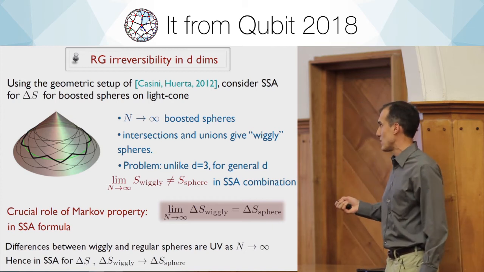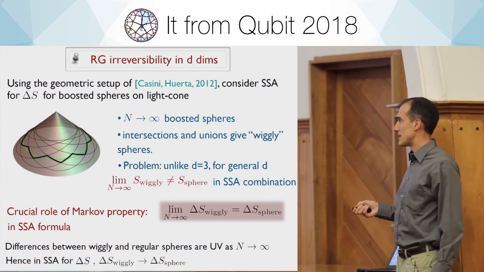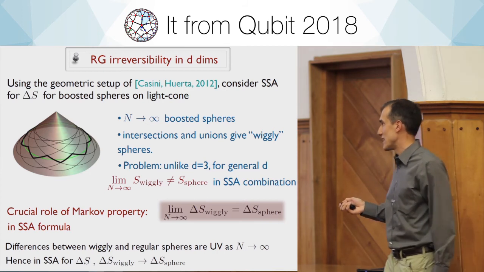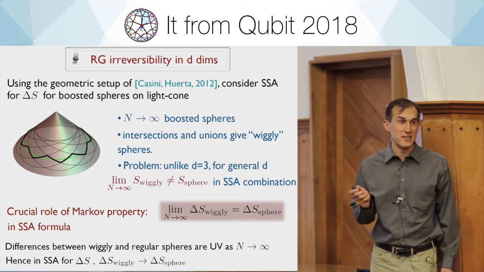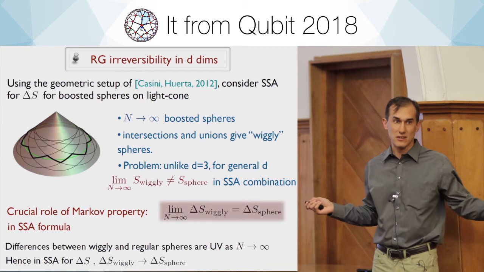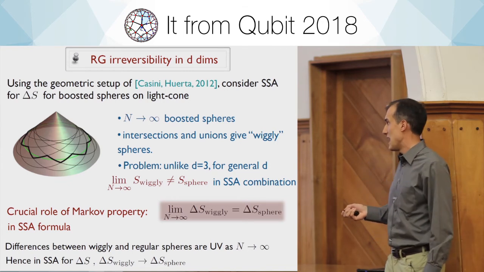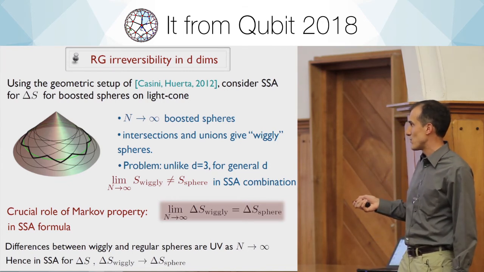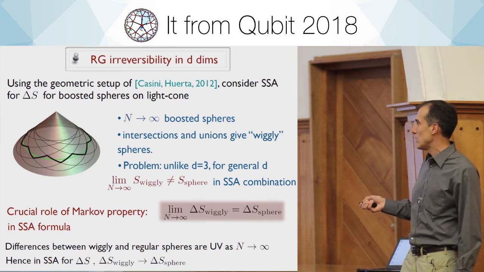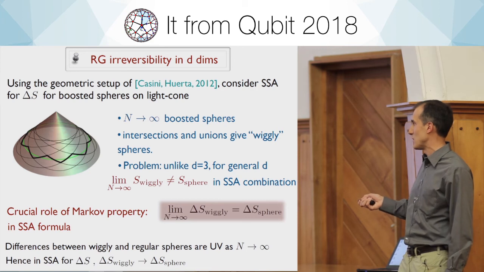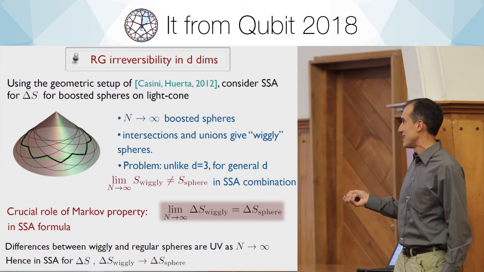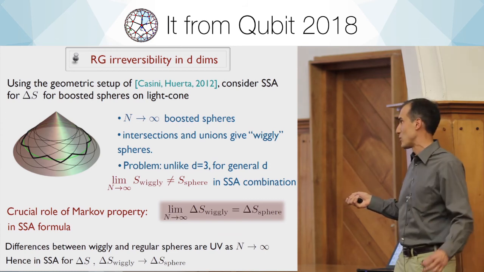Now, our approach was actually using the Markov property in a key way because instead of thinking about strong subadditivity for S, we are now thinking about strong subadditivity for delta S, right? Which is something we proved because the CFT vacuum was saturating the strong subadditivity. And now, what happens for delta S, which does not happen for S, is that when the number of wigglies goes to infinity, all the differences in delta S between a wiggly sphere and a regular sphere is purely UV, right? Because now we are thinking about differences in entropy and not just the entropy itself.